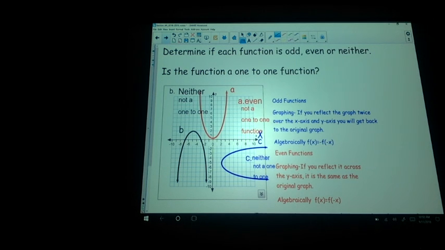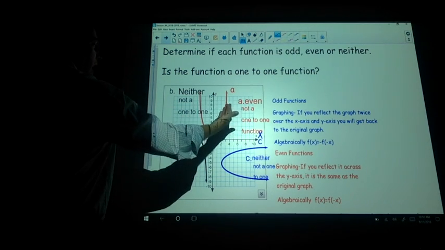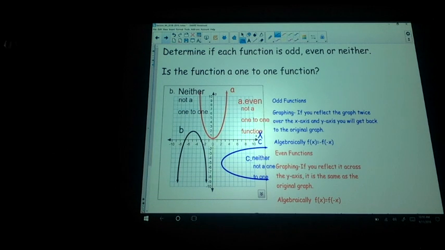Okay, now determine if the function is odd, even, or neither. Is the function a one-to-one function? It says letter A is even, but it's not one-to-one. Even functions means this: if you graph it, it'll reflect over the y-axis. So if I graph this, the y-axis acts as a mirror and it folds over right on top of itself. That means it's even.